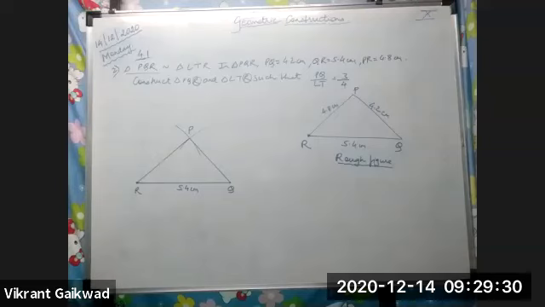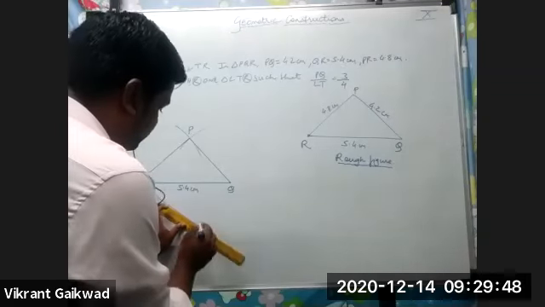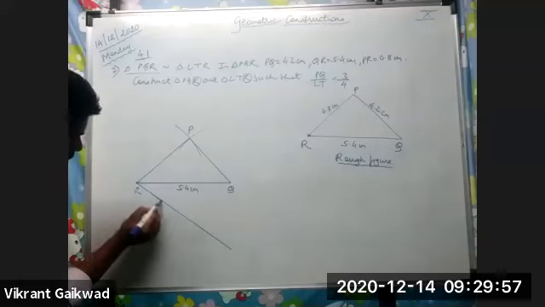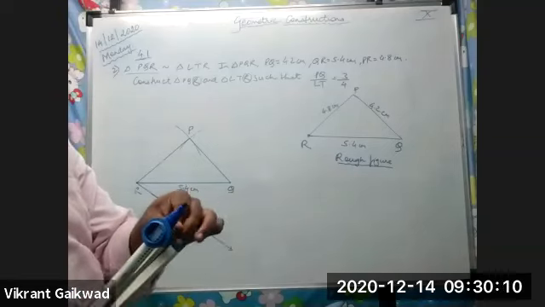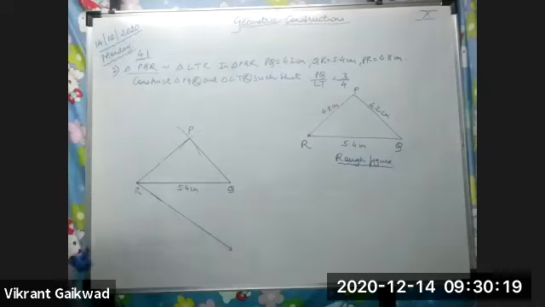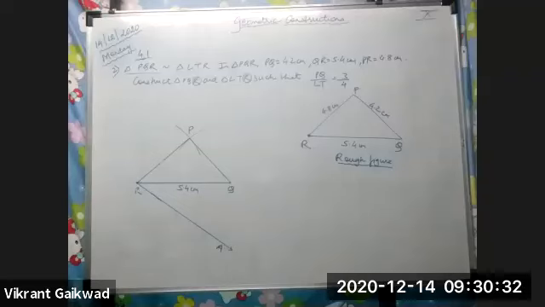Now what to do is, from point R, you're going to draw any acute angle. I'm not measuring the distance, I'm just drawing any acute angle. This is very important. After that, you have to take a small distance on your rounder, and you have to cut the arcs across the acute angle which you have drawn. So this is A. You have to cut the arcs on ray RA. Now, how many arcs do you have to cut?